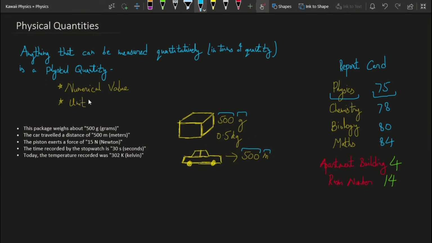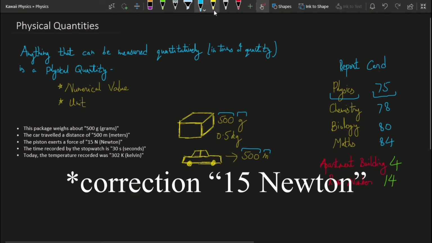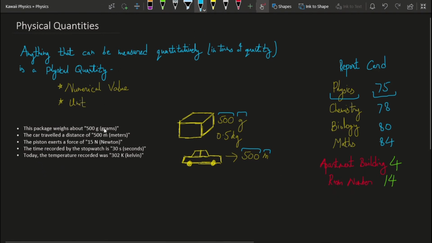So basically they are conveying meaningful information. It talks about the package of 500 grams, the car has traveled a distance of 500 meters in terms of length. Then the piston exerts a force of 500 newton, and then we have a time recorded by the stopwatch of 30 seconds.